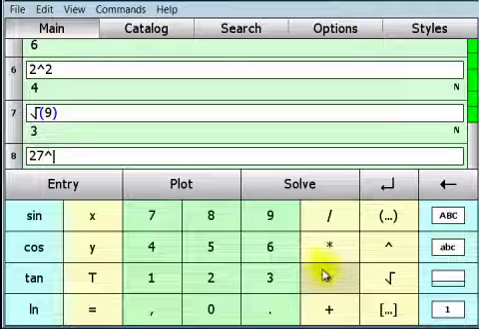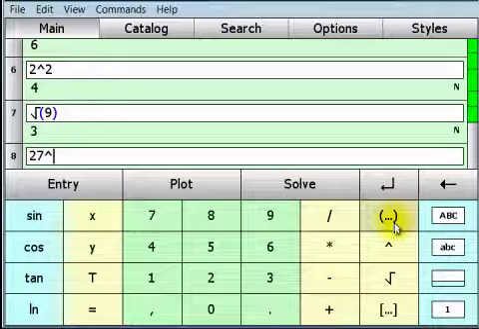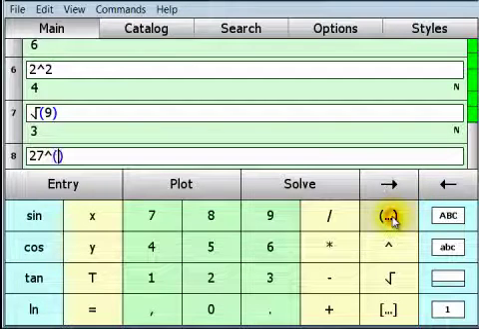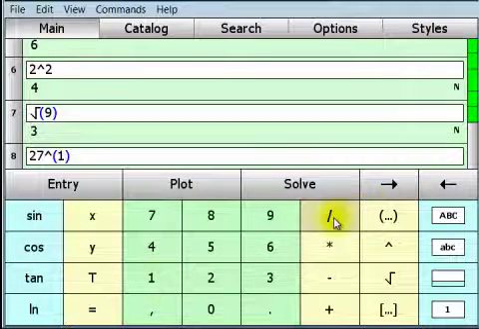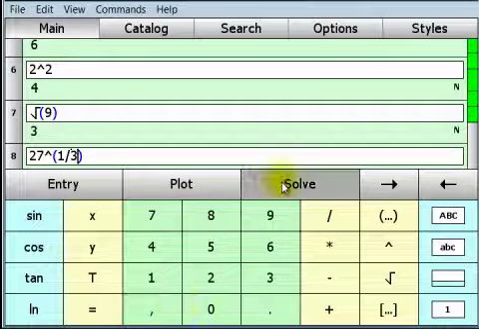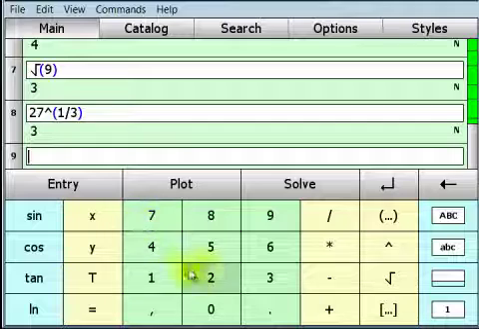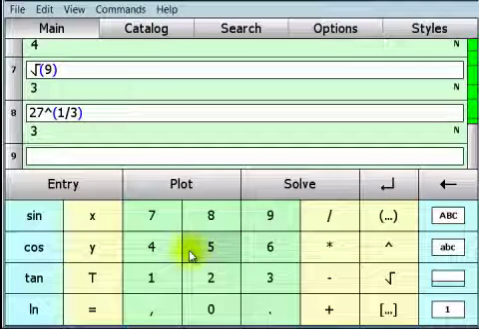It's just a good idea whenever you use powers with fractions to include parentheses. So let's go ahead and select the parentheses over here on the right side of the button pad, and then enter the power 1/3. Go ahead and hit solve, and that'll give us the correct answer 3, because if you take 3 and cube it, you get 27.